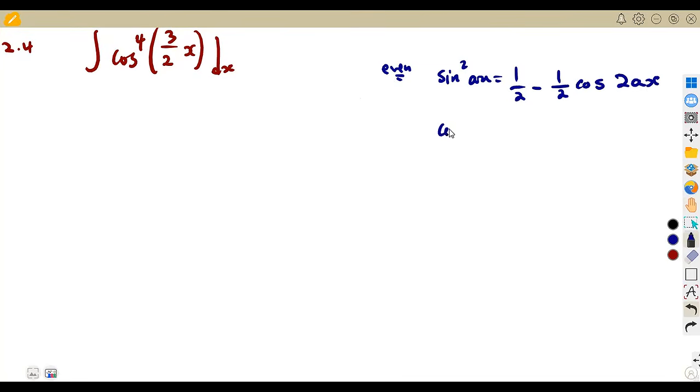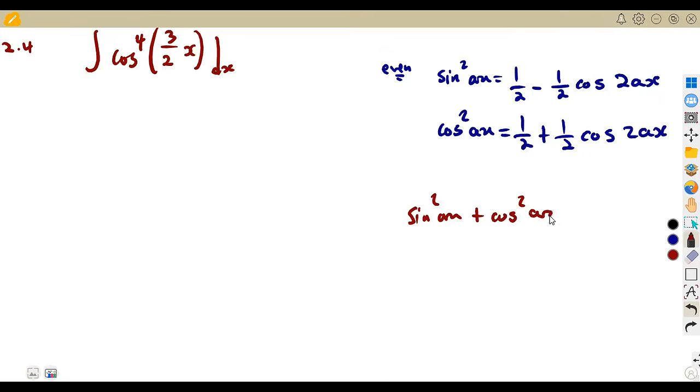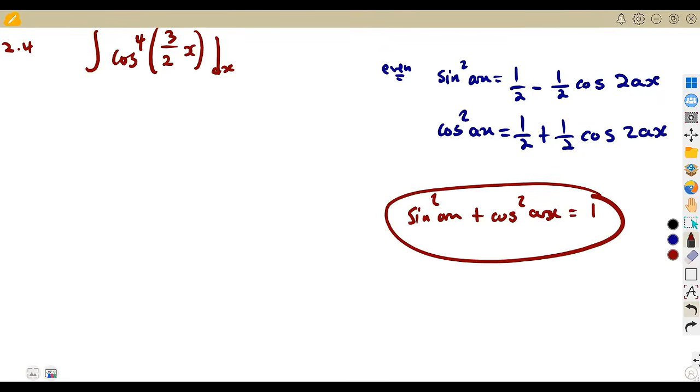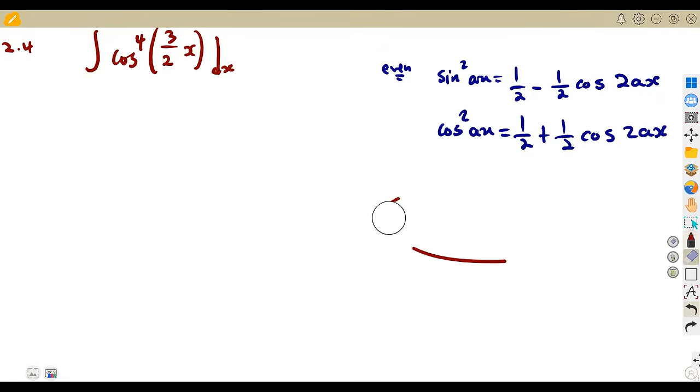For a cos, it is going to be cos squared of ax, which is equal to a half plus a half of cos 2ax whenever they are even exponents, and we expand the even exponent, okay? If they are odd exponent, we use the identity of sine squared ax plus cos squared ax is equal to 1. Then we manipulate according to the one that you're supposed to use for that formula.